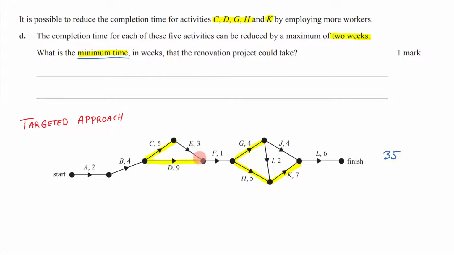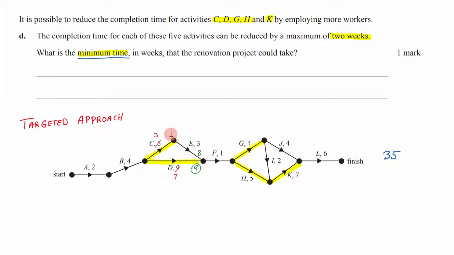So before we apply the reductions, we know that this pathway right here, C to E, would have taken 5 plus 3 is 8, and this pathway would have taken 9. 9's the bigger number, so it would have taken 9 weeks to complete this part right here. If we now apply our 2-week reductions, that means 5 would become 3 and 9 would become 7.